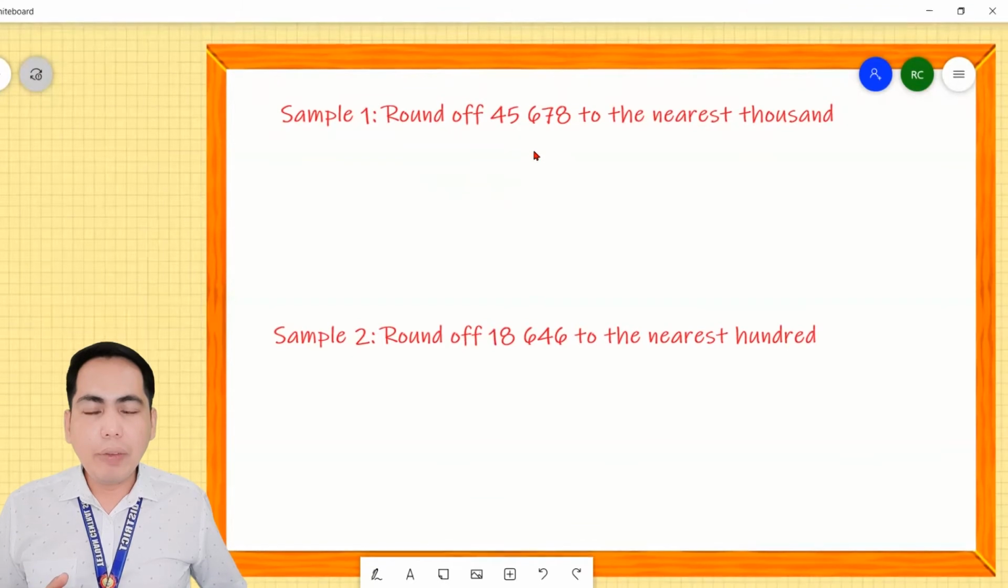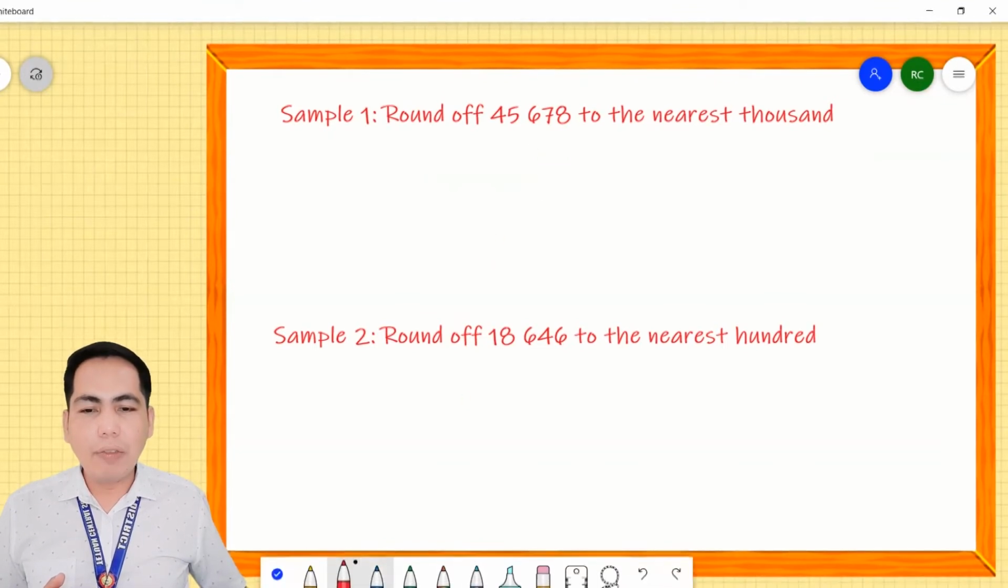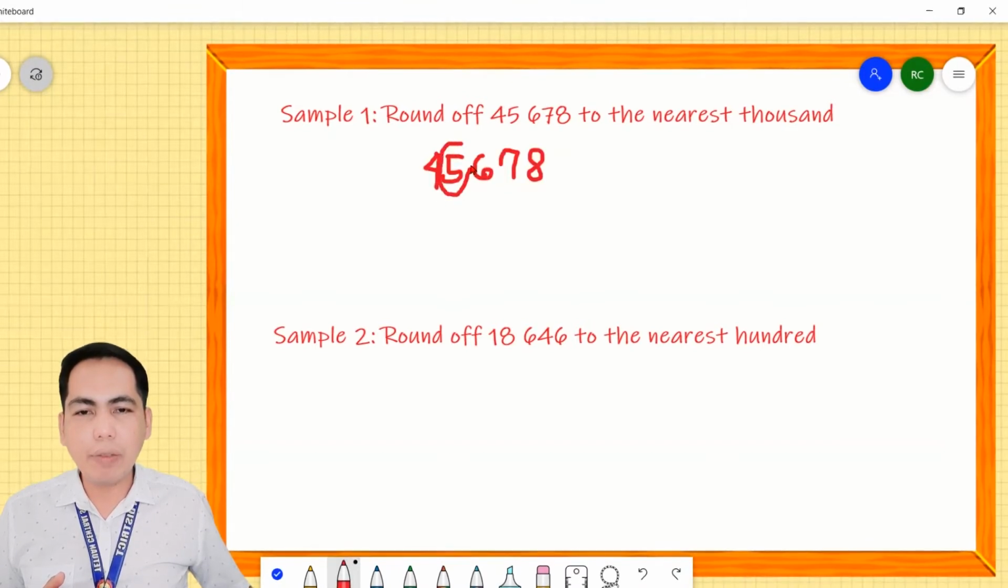In the number 45,678, the digit that is found in the thousands place is 5. So meaning to say, the digit 5 is the digit that we are going to round off. So we can encircle the digit 5.